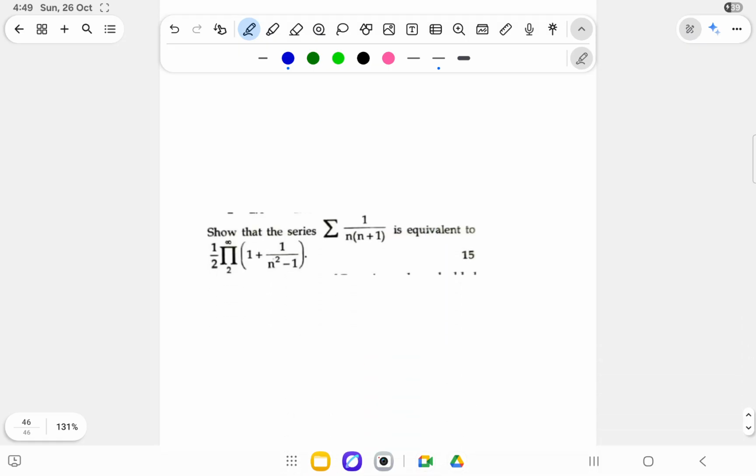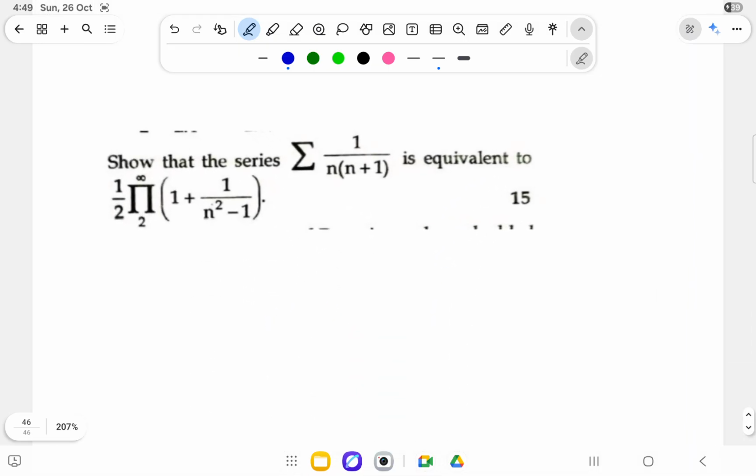The next question says: show that the series summation 1 by n over n plus 1 is equivalent to this series.